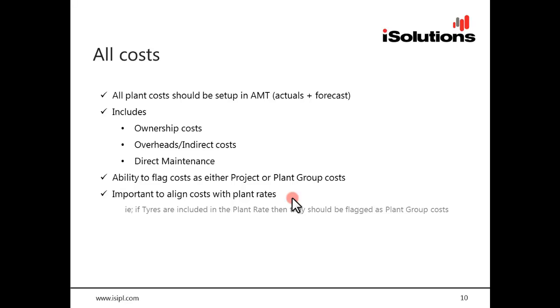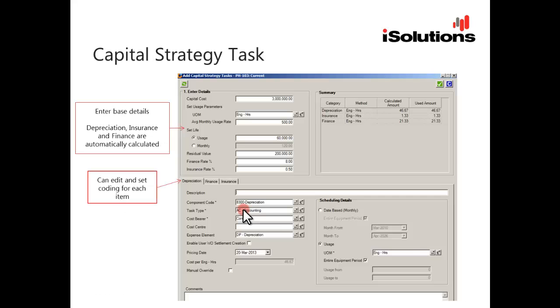What you don't want to have is that you've got $100 worth of revenue coming in and that covers, say, depreciation, but then you're comparing it with costs which might only show $70 because it doesn't have depreciation. It makes it difficult to look at those reports in a meaningful way. So AMT is designed to have all costs that essentially are incorporated into your plant rates structured within AMT. To assist in that process, we set up all these costs as strategy tasks.